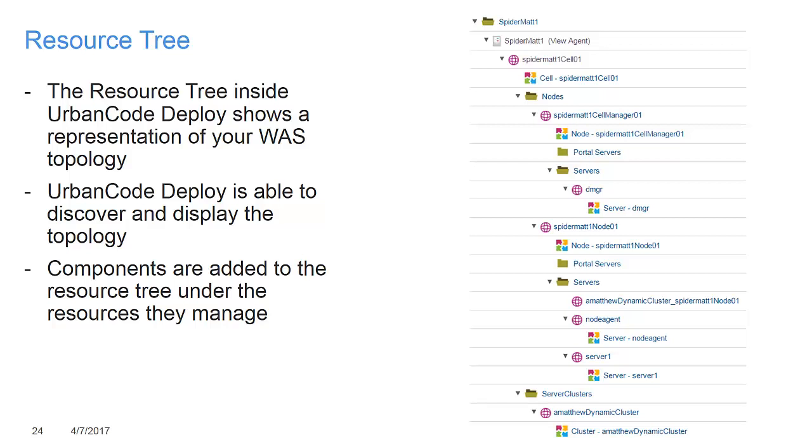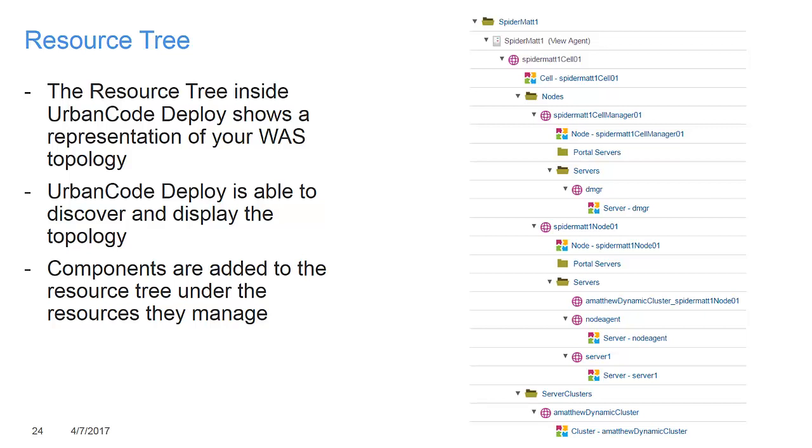On this slide, we see the resource tree as it appears in UrbanCode Deploy. We'll talk about this a little more in the demo, but it basically gives you a representation of your WAS topology. So you see we have our cells, nodes, servers, and clusters displayed in this tree, and we add our components to the resource tree under the resource which the component manages.